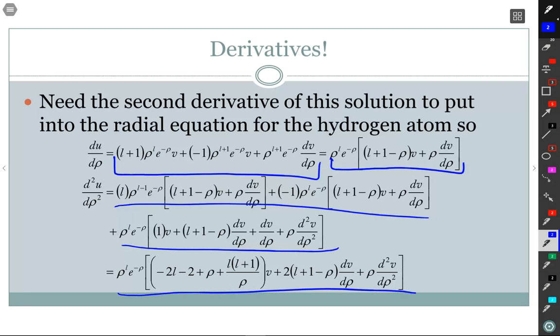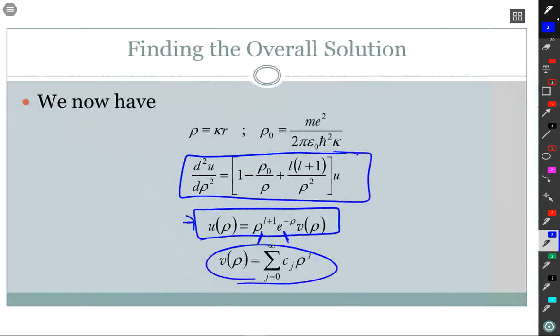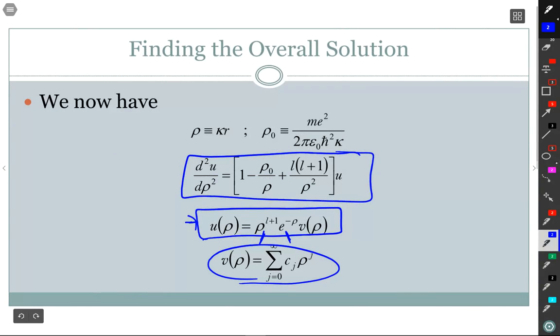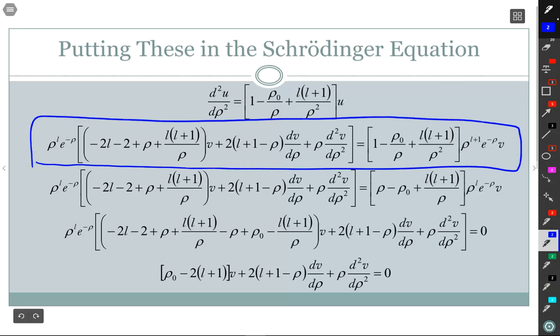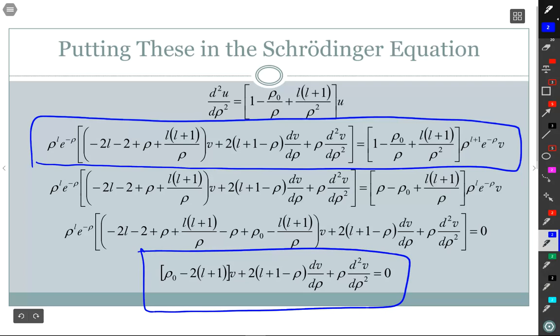The beautiful part comes when you put it into this Schrodinger equation, when you set that derivative equal to 1 minus rho 0 over rho plus L times L plus 1 over rho squared, u. Then, and I said that's beautiful. It doesn't look beautiful here. But then collecting terms, it simplifies to a shorter equation, which always makes me happy.